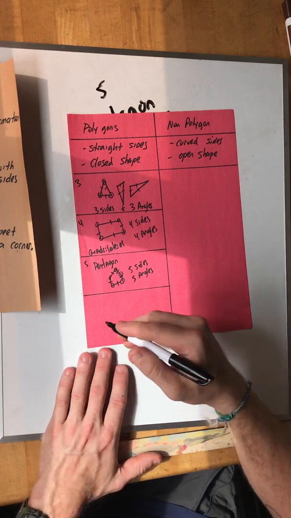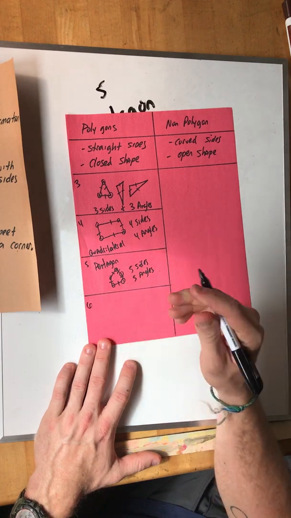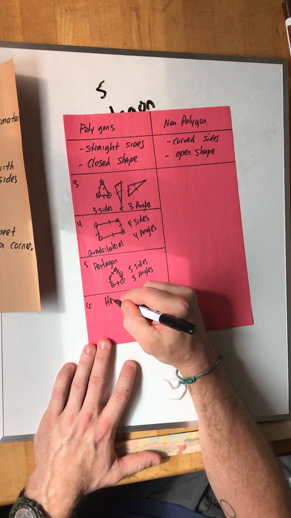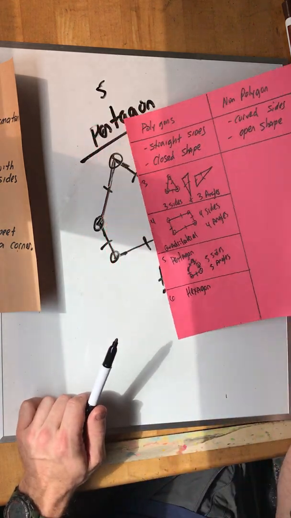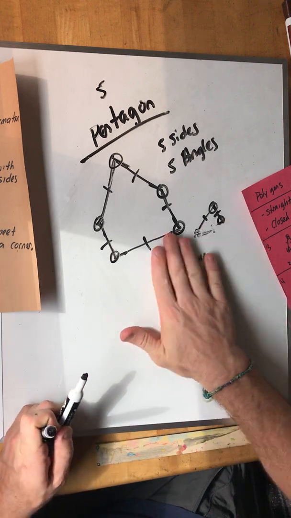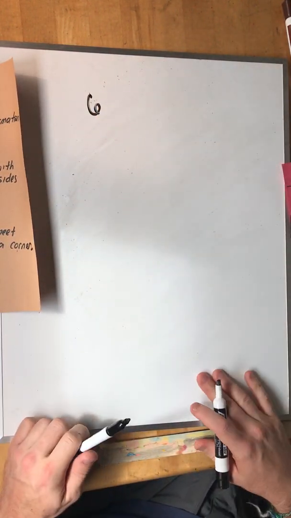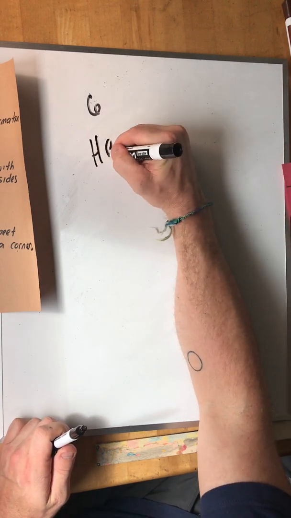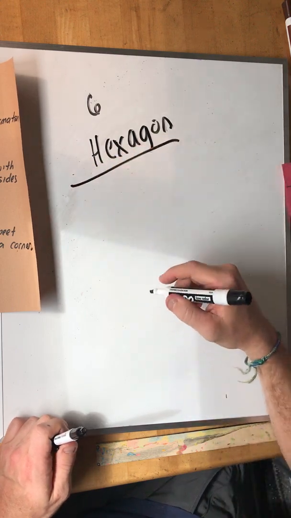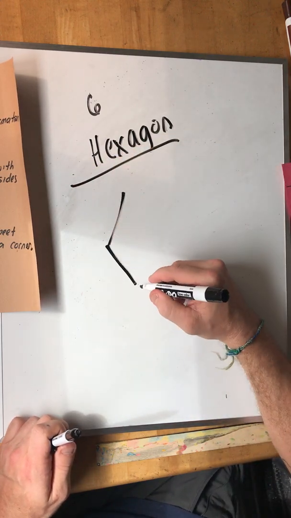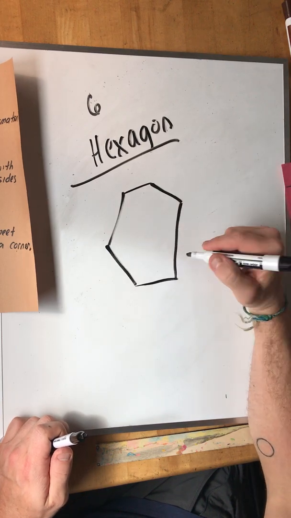Okay. Following the pattern. 3, 4, 5. Next one is going to be 6. That is called a hexagon. I'm going to clear the board. Now this one is all about 6 sides and 6 angles, and it is called a hexagon. 1, 2, 3, 4, 5, 6.